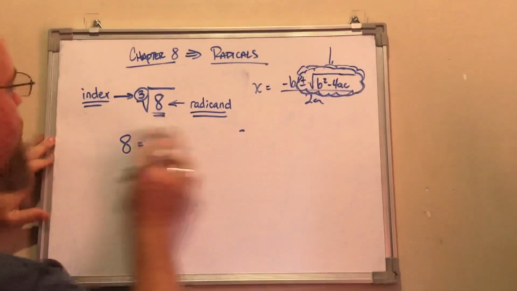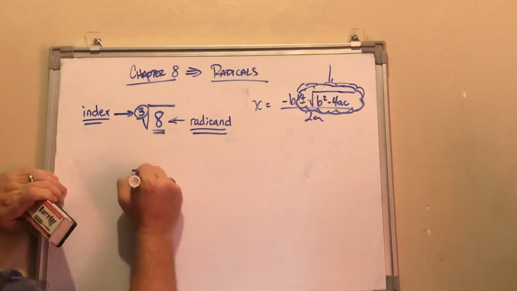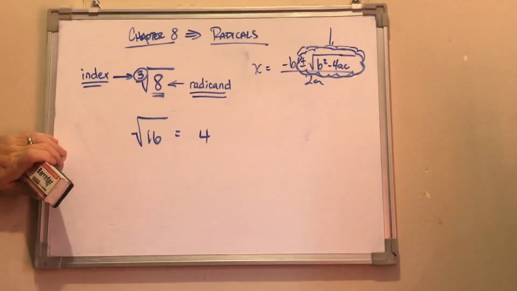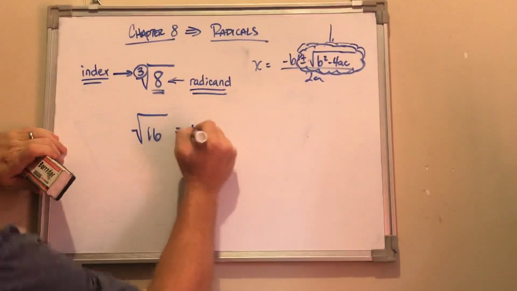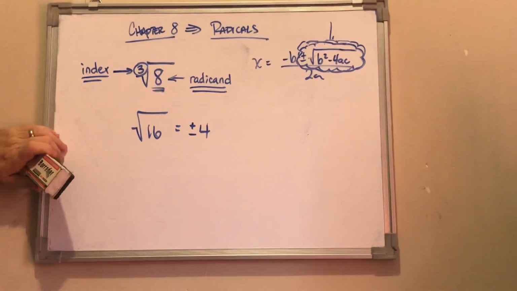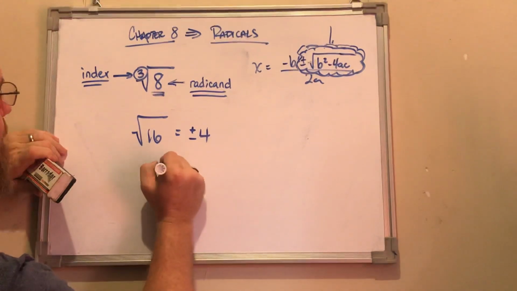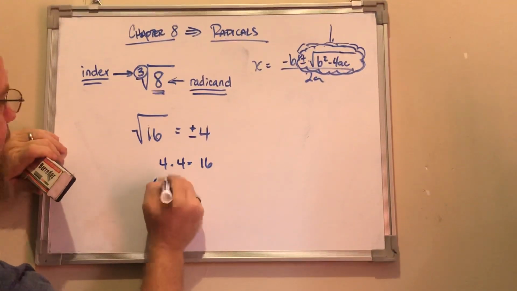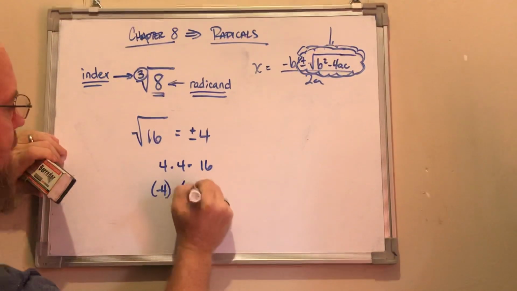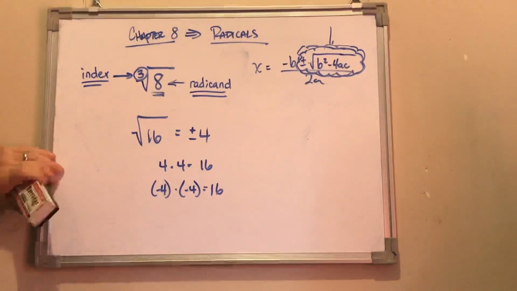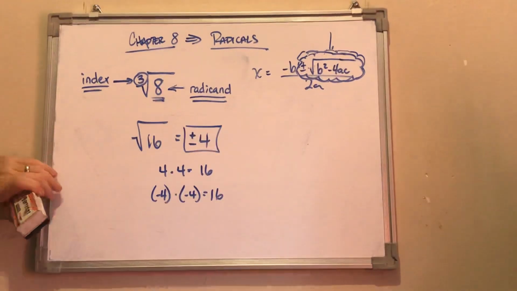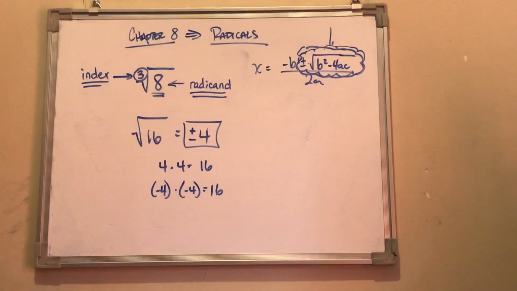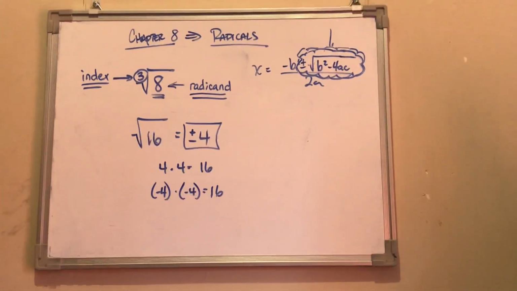What you guys are used to is me giving you the square root of 16, and then you go, hey, that's 4. But remember, it's plus or minus 4, because 4 times 4 equals 16, and negative 4 times negative 4 also equals 16. So we have to make sure we understand that a square root is plus or minus.